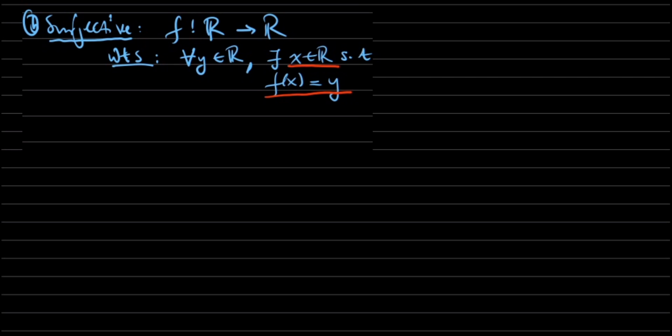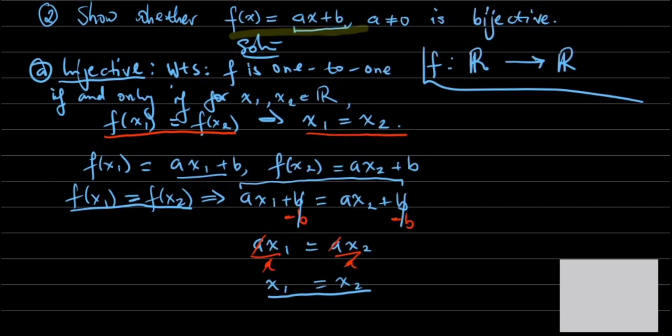What does it mean for f of x to be equal to y? Since f of x was defined as the linear function ax plus b, and besides, I forgot to point out that here we can only divide both sides by a because a is non-zero from the definition of the function. Okay, so let's get back to this.